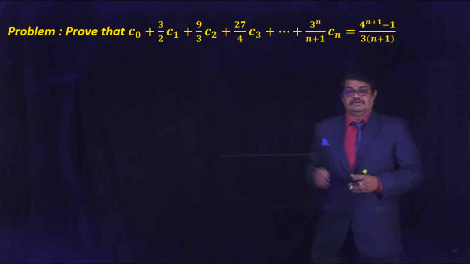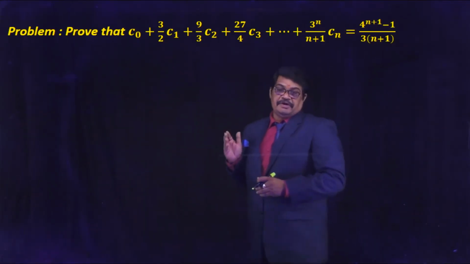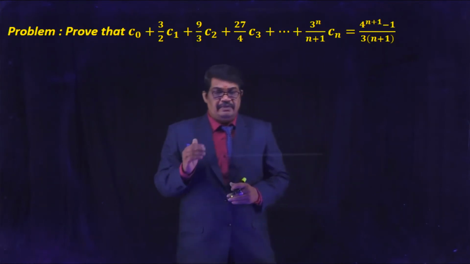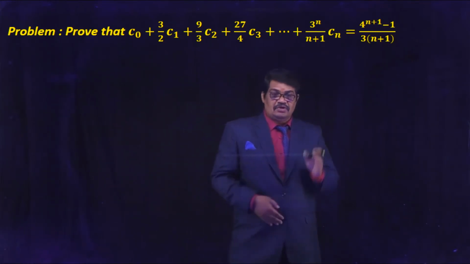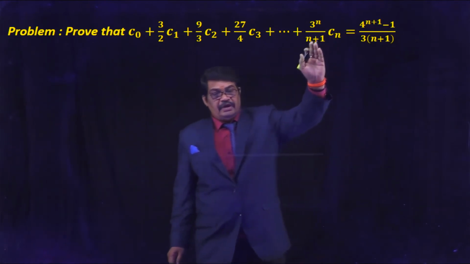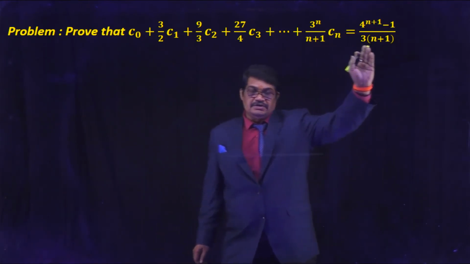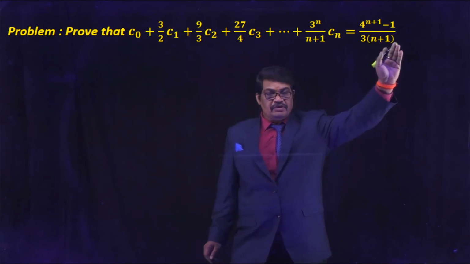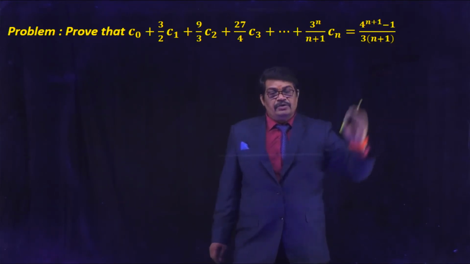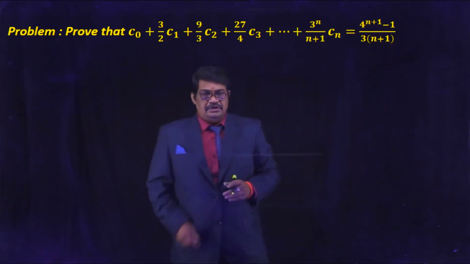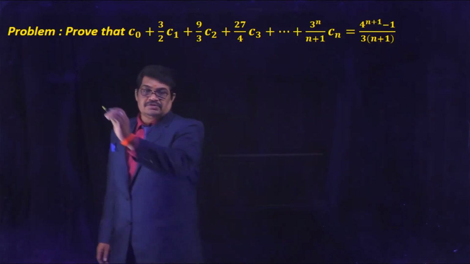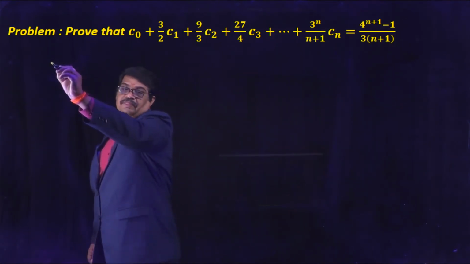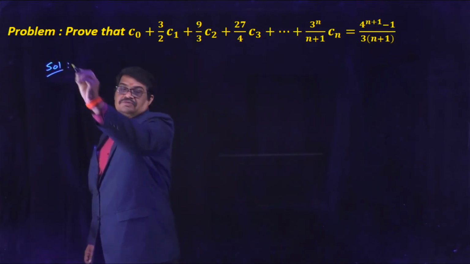Prove that C naught plus 3 by 2 C1 plus 9 by 3 C2 plus 27 by 4 C3 and so on, 3 to the power of n by n plus 1 Cn is equal to 4 to the power of n plus 1 minus 1 by 3 into n plus 1. That is our proving result. See the solution.